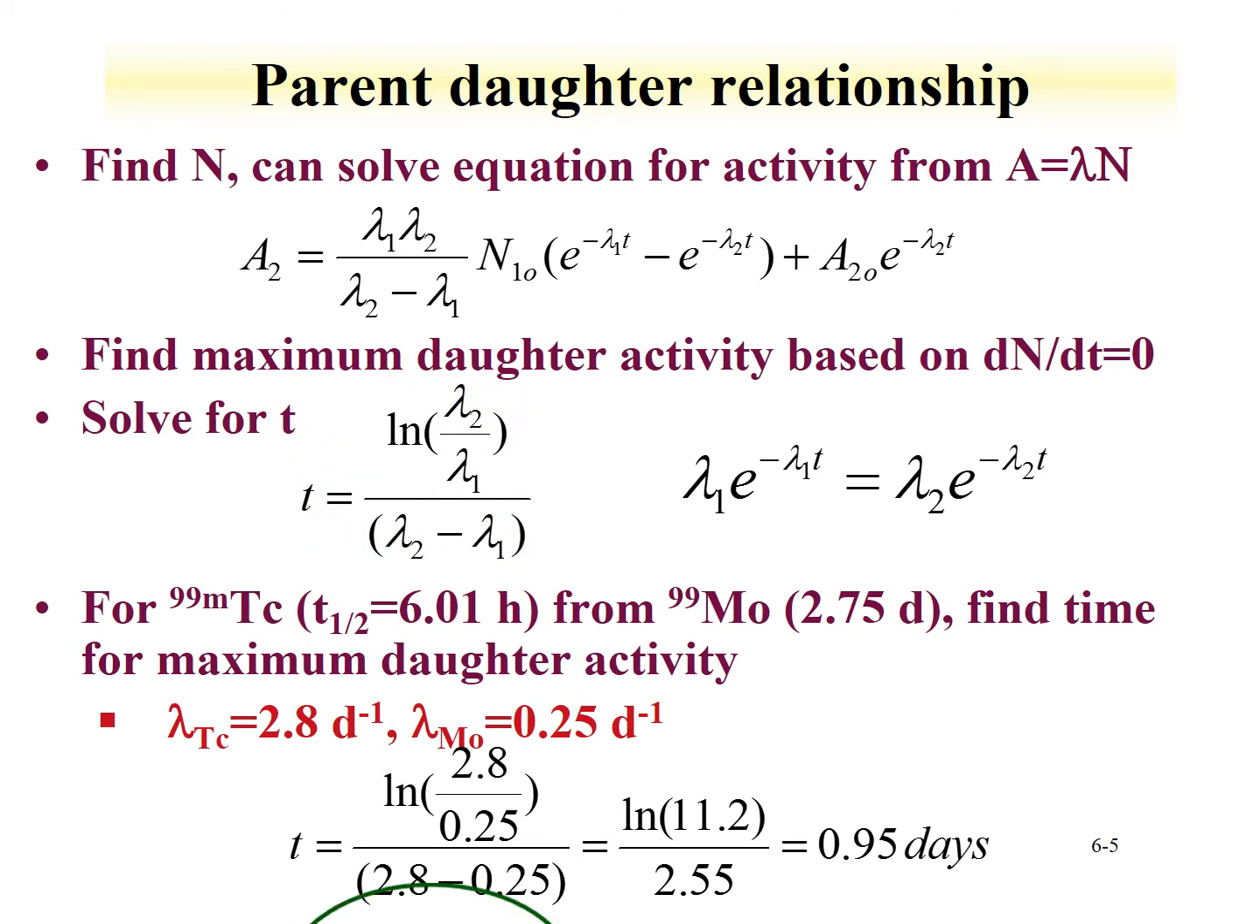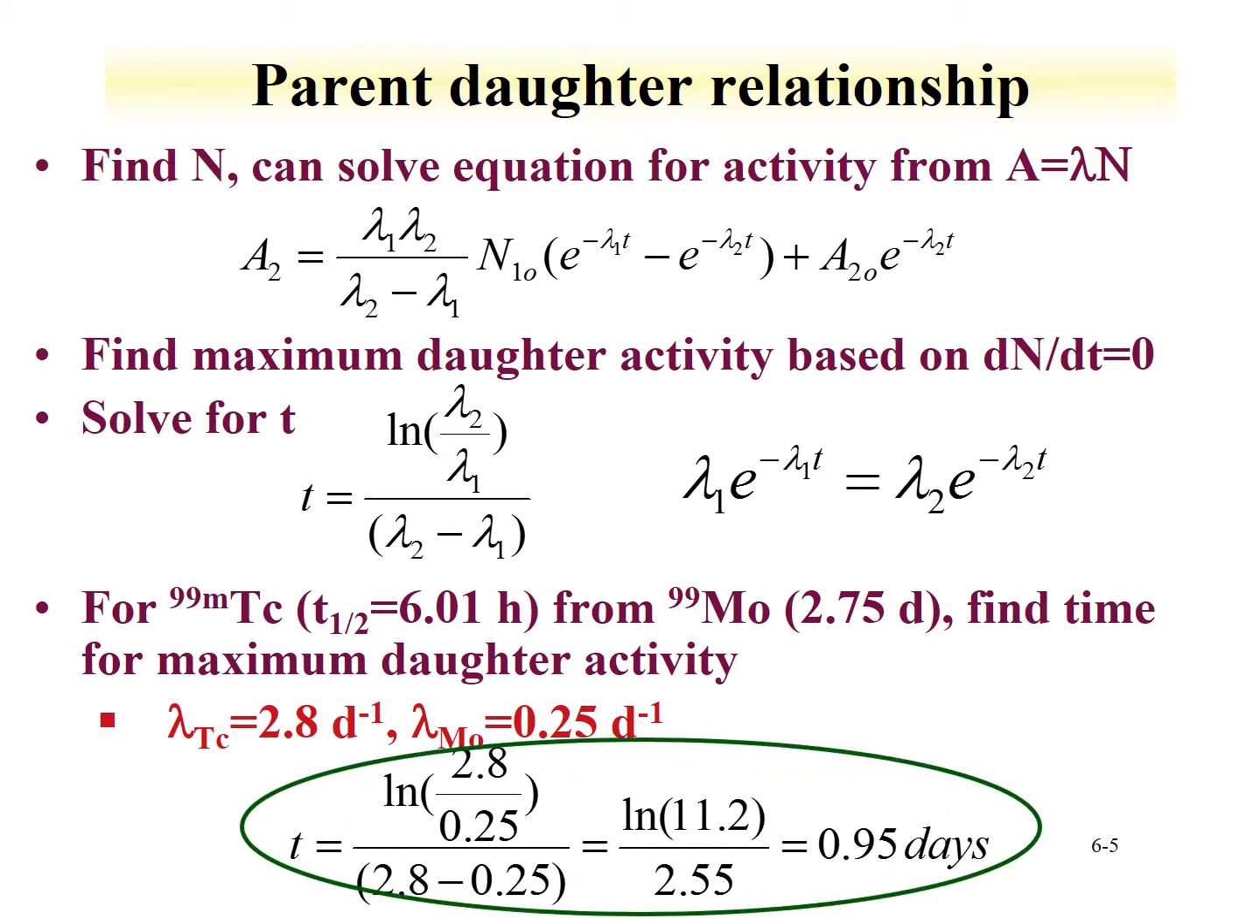about a day. So this says that if I have a technetium-99m generator, after I use it once, if I wait a day, I'll reach a maximum activity where I can elute some more technetium-99m off the generator.